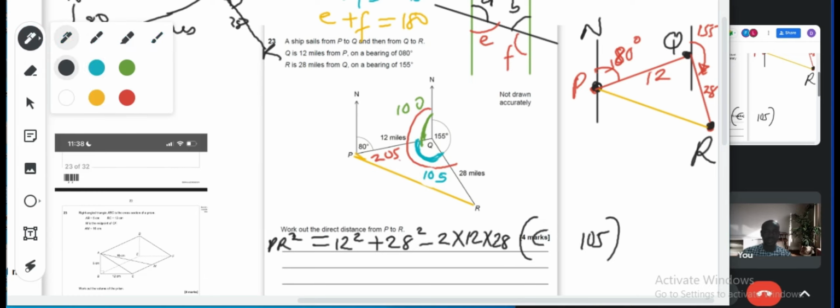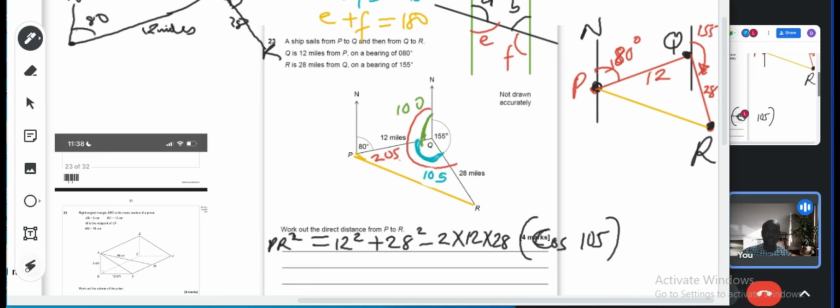But you need to be careful of the lines you're using. Just the two lines that form the included angle. This blue angle is called the included angle of line PQ and line QR. The angle formed between them is called the included angle. So the sides you will use are 12 and 28 that form the angle at Q. So 12 squared plus 28 squared minus 2 times 12 times 28 times cos 105. Let's go.